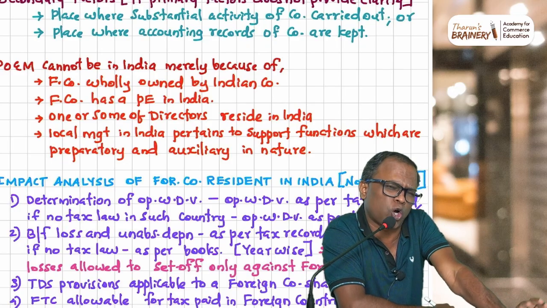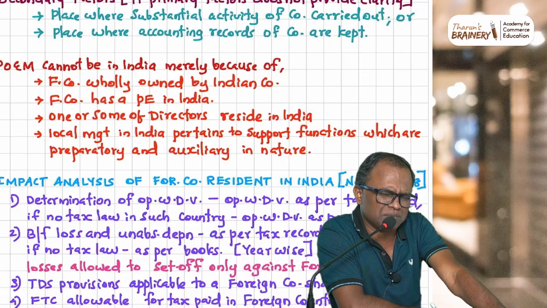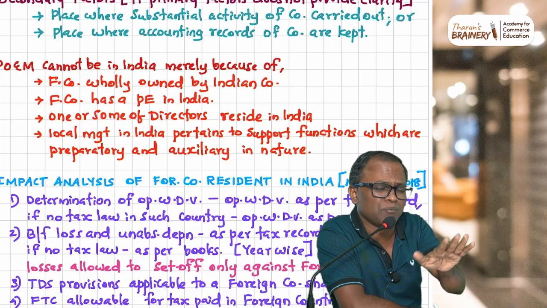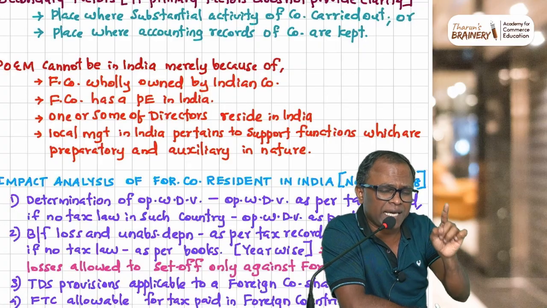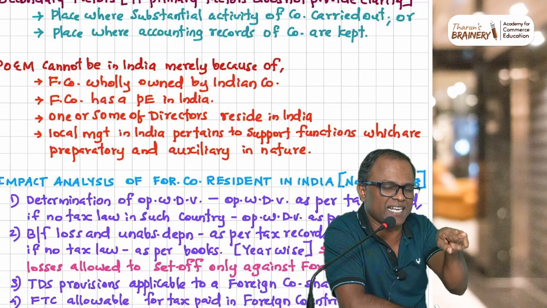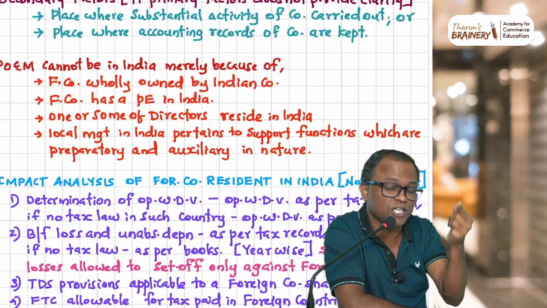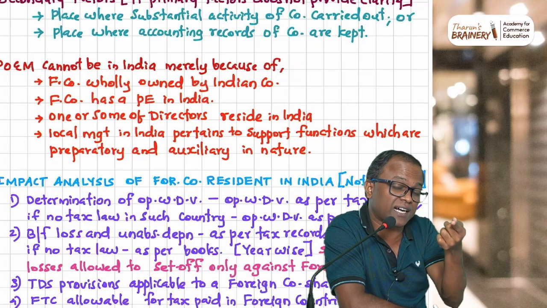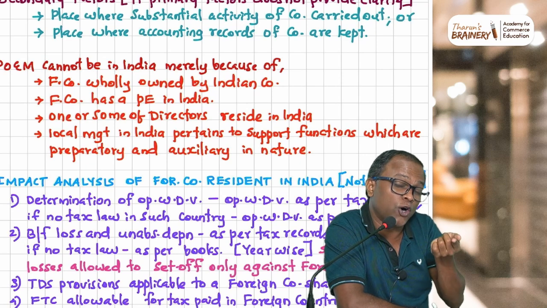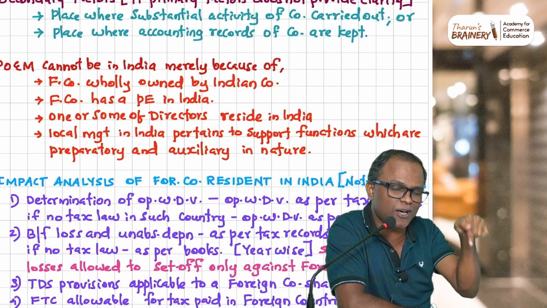They are not taking the core decisions. Simply the day-to-day affairs they are controlling from India. So merely because of that, the company cannot be said to be in India, because place of effective management means it is a place where key managerial and commercial decisions which are necessary for the conduct of the business of the entity as a whole are in substance made.